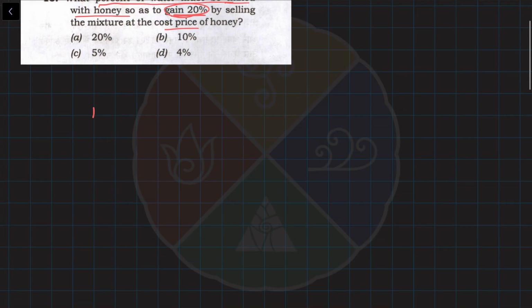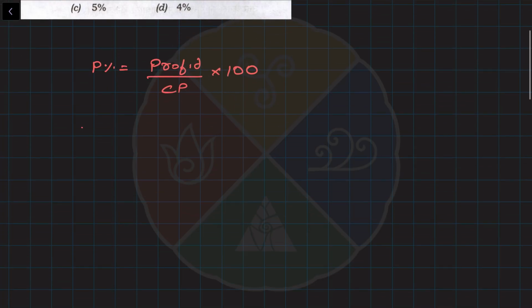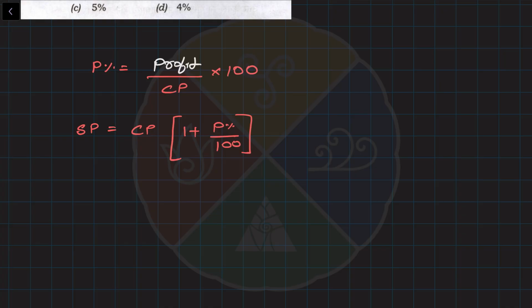The first formula is that profit percentage is equal to profit by cost price into 100. The second formula, which has been derived from the exact same formula, is that selling price is equal to cost price into 1 plus profit percentage by 100. Both are the same formula. You can derive the second formula from the first if you replace profit by selling price minus cost price. That itself is profit. But anyway, let's bring back the original formula.